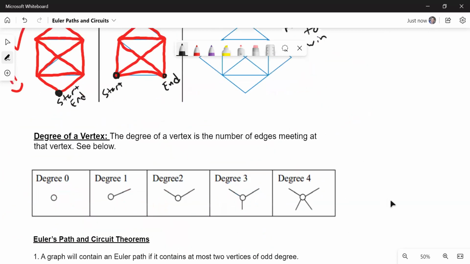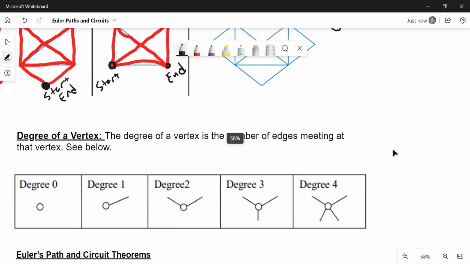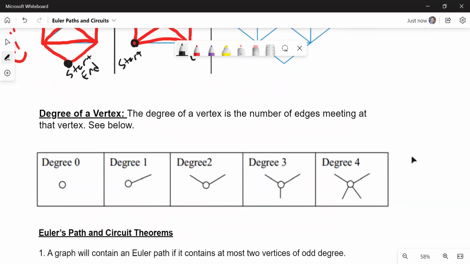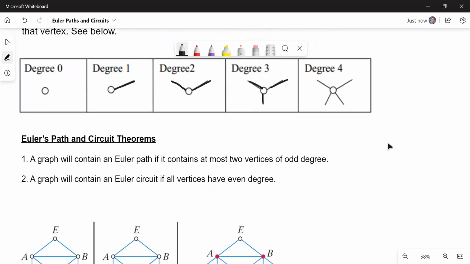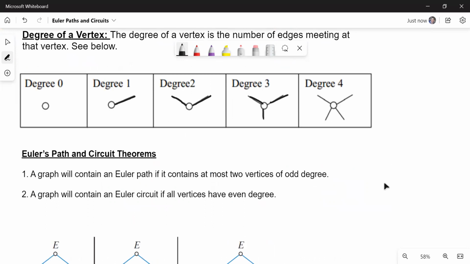All right. So we're going to talk about something here called the degree of a vertex. So the degree of a vertex is the number of edges meeting at the vertex. So it is possible to have degree 0, although that doesn't mean much as a map. But if you just have one edge connecting, right, that's going to be degree 1. If you have 2 edges connecting to a vertex, degree 2, degree 3 with 3 edges, and so on. You could have degree 4, you could have degree 5, 6, as many times as you have an edge connecting to a vertex.